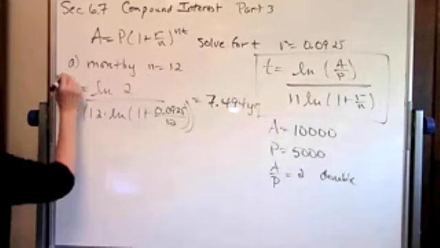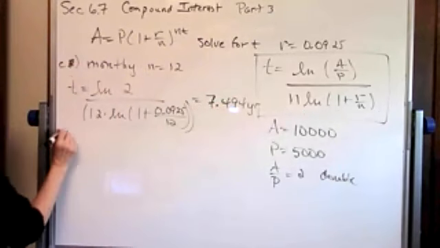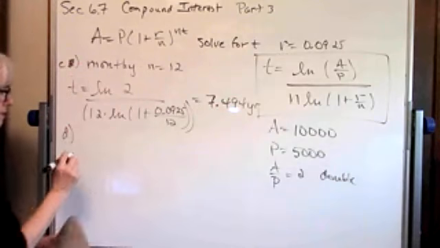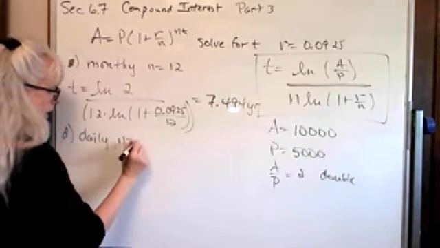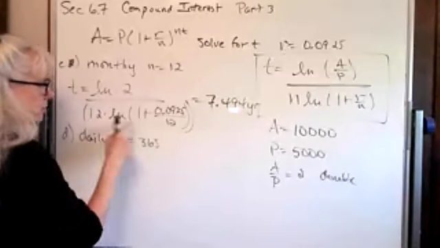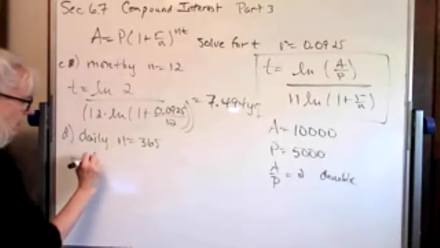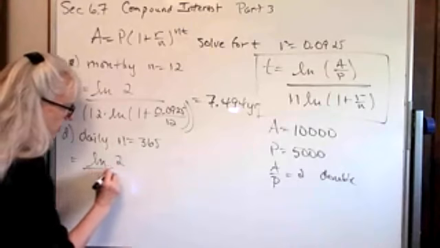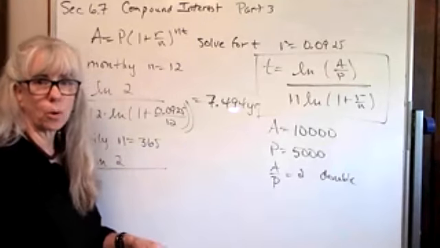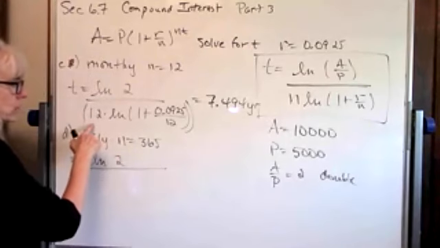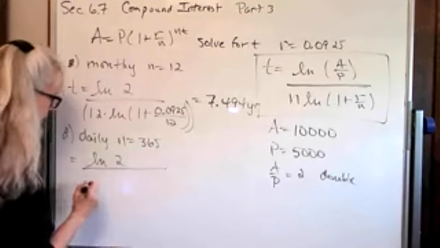That was part C. And finally on part D, it says, okay, what about daily? So if we're going to do daily, then we now know n is 365. So my 12s are going to change to 365s. If you're using the graphing calculator, you can use the second enter feature, which retypes the whole line for you, and then go back and insert the 365 where there's a 12. So that would also work.